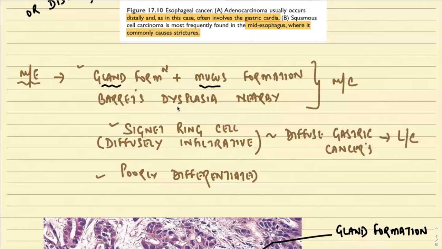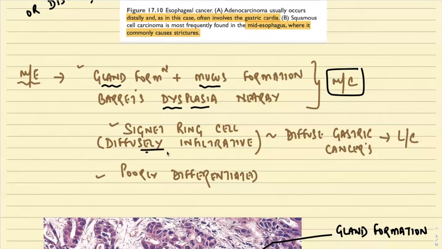Along with that, in the nearby epithelium, you can appreciate Barrett's dysplasia as well. This is the most common finding when the mass is growing like an exophytic polypoid mass. But in some cases, as I told you, there might be a diffuse involvement of the entire wall, so the wall is going to present as a thickened wall.